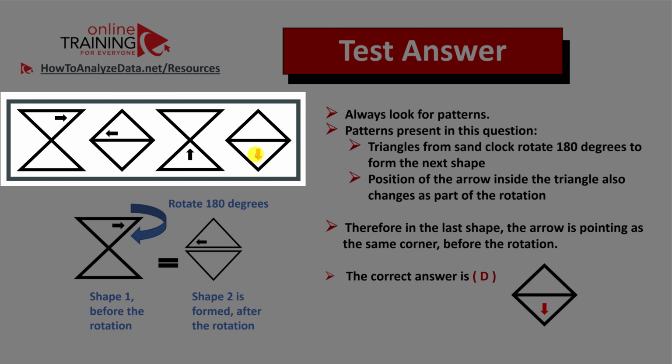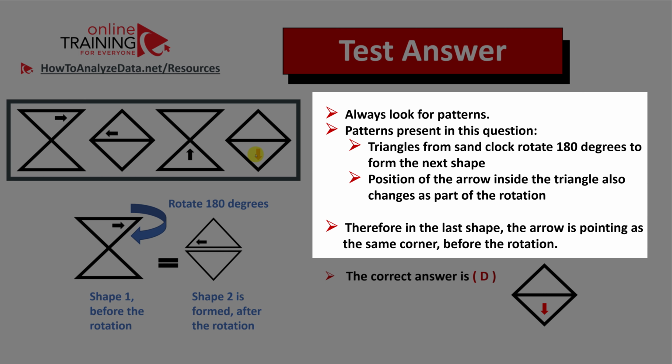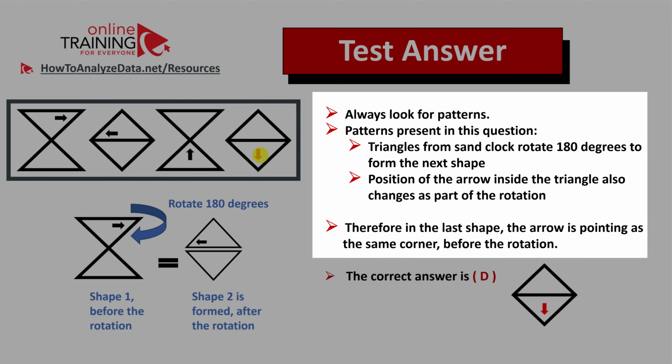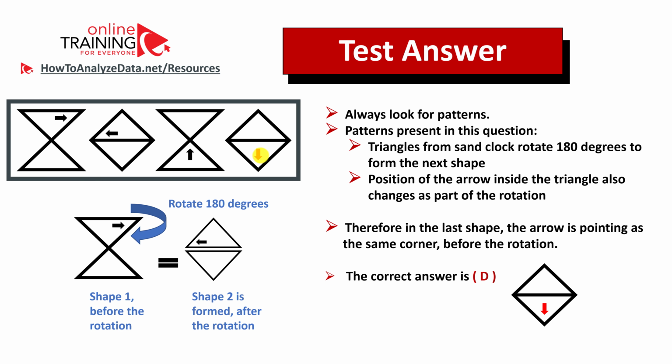Let's recap. Always look for patterns. The pattern presented in this question consists of 2 items. Triangles from the sand clock rotate 180 degrees to the next shape. And the position of the arrow is determined based on the rotation. This is why the next shape will be the one with the arrow pointing at the same corner as it was before the rotation. Hopefully you've nailed this question and now know what to look for on the real test.